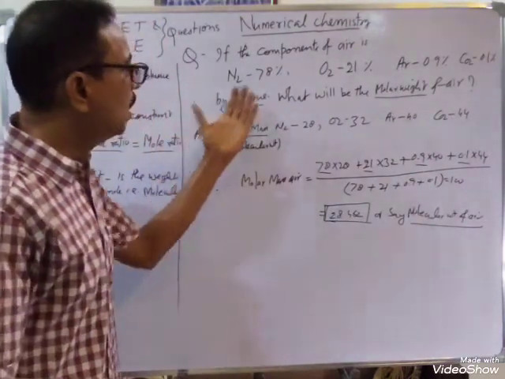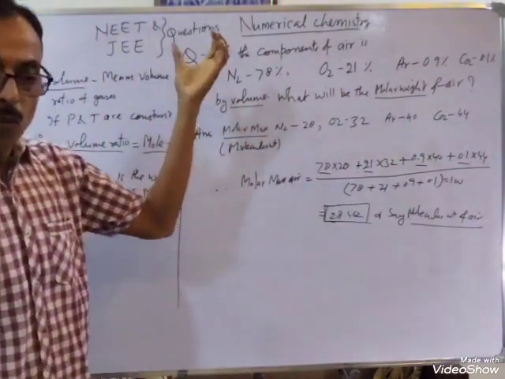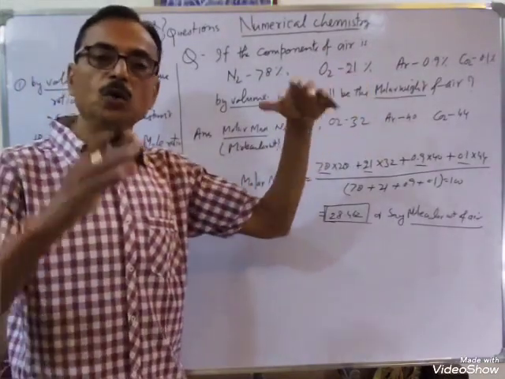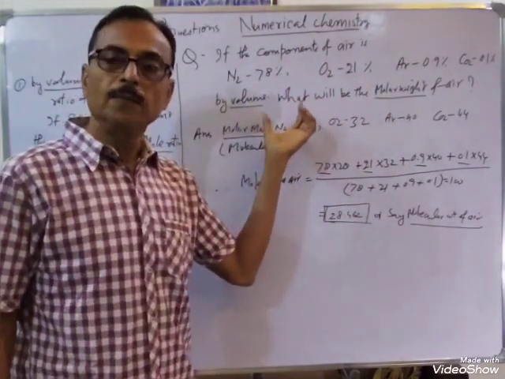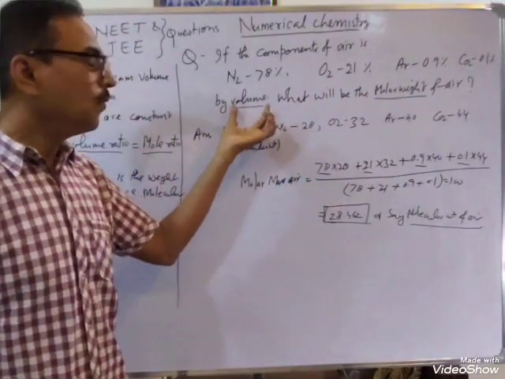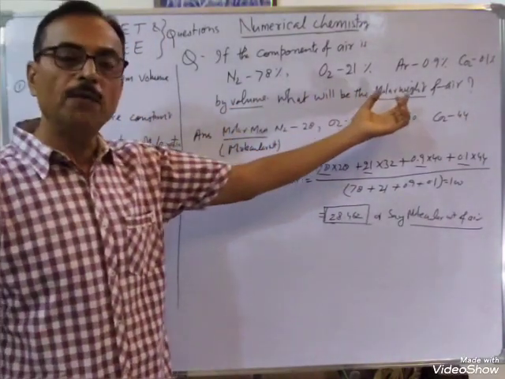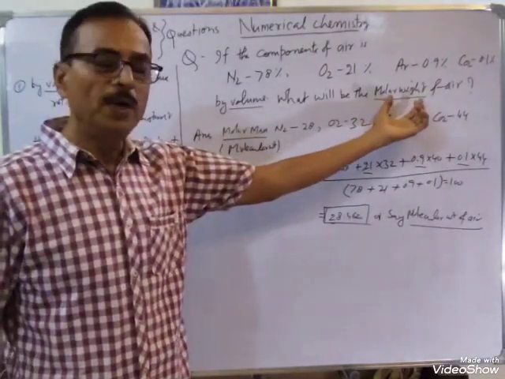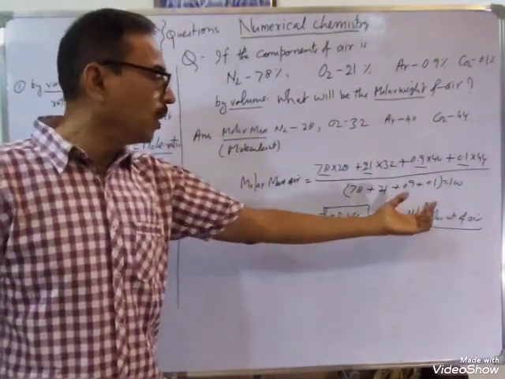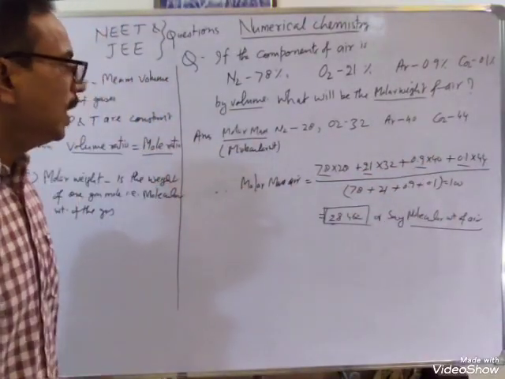So I think now it is clear what the volume ratio is. If more than one gas is in a closed container at the same temperature and pressure, then the volume ratio is the mole ratio. Similarly, molar weight is the molecular weight of any gas. So I think it is clear.